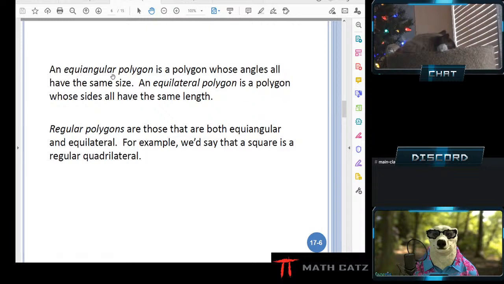So an equiangular polygon is a polygon whose angles are all the same size. An equilateral polygon is a polygon whose sides all have the same length. And a regular polygon, let me just finish it, is a polygon that is both of those. Equiangular, all the same angles, and equilateral, all the same side lengths.